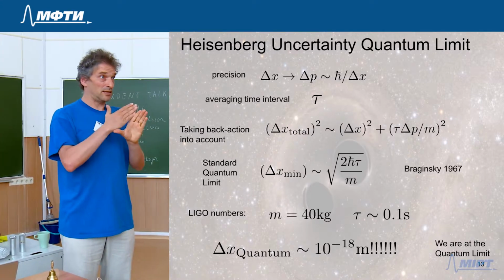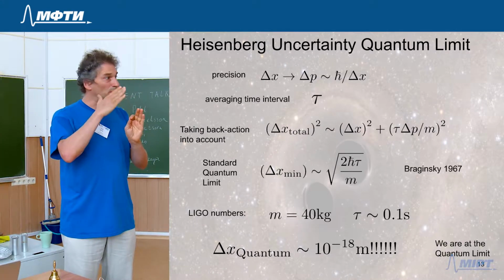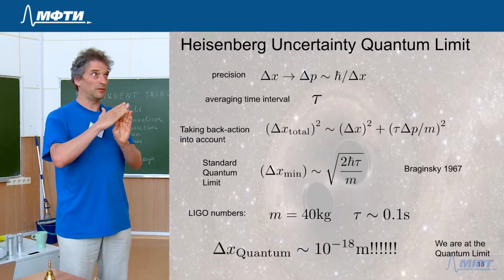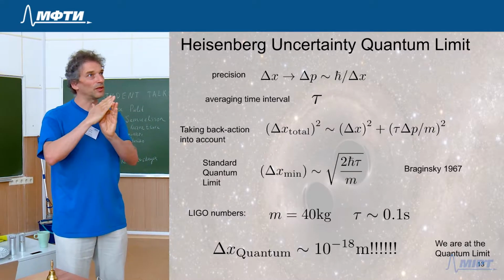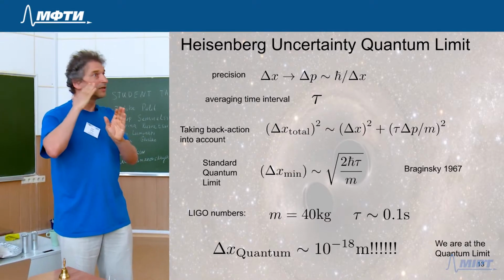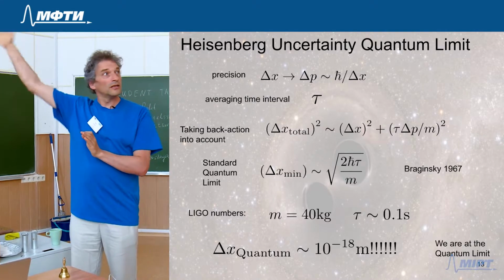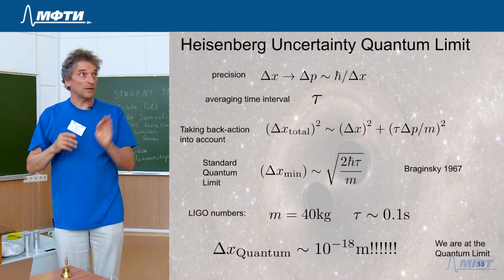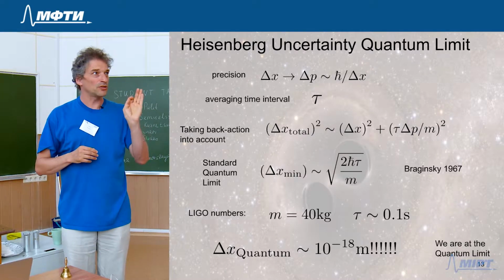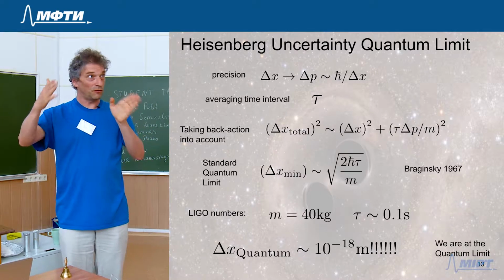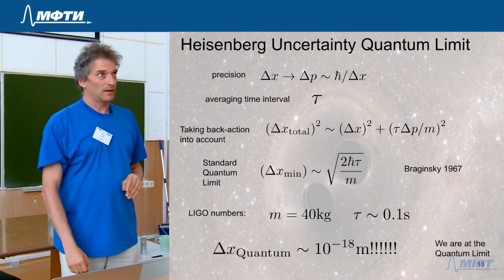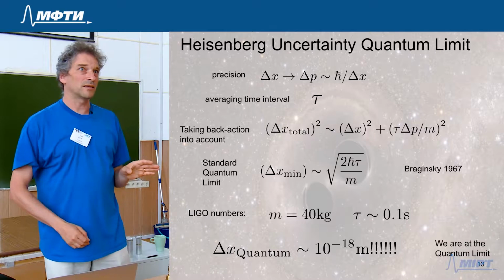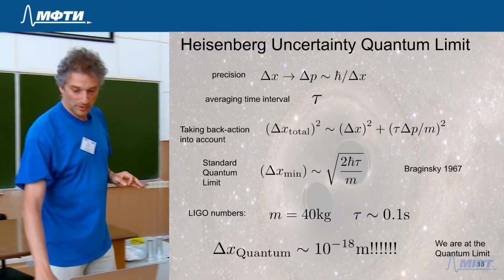At the design sensitivity, LIGO will be operating at this quantum limit. It's not quite there yet. It's about a factor of 3 off. By design sensitivity, LIGO will be reaching the standard quantum limit, which comes from the Heisenberg uncertainty principle operating on 40 kilogram macroscopic masses. It is quite an amazing experiment as a physics experiment.